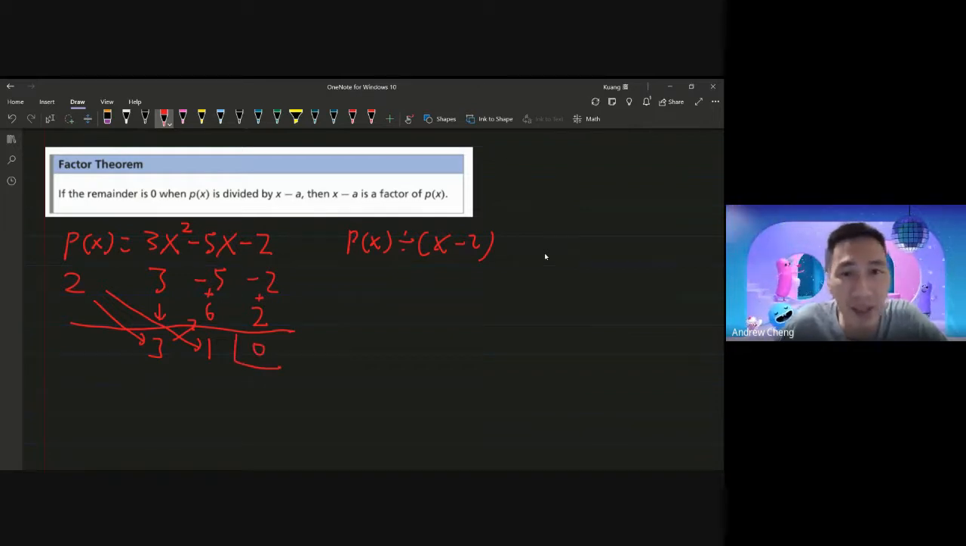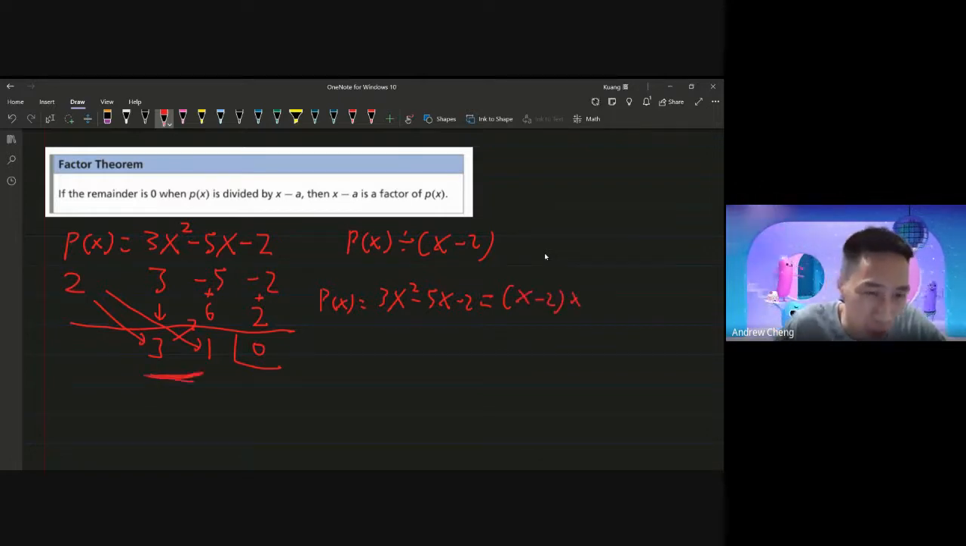What happens? That means x minus 2 is a factor of this polynomial. Of course, because, so we say p of x, this is the dividend, right? And it equals the divisor, x minus 2, times the quotient. The quotient is not 3, 1. It should be 3x plus 1. So p of x equals x minus 2 times 3x plus 1.